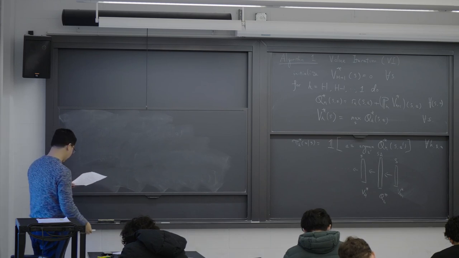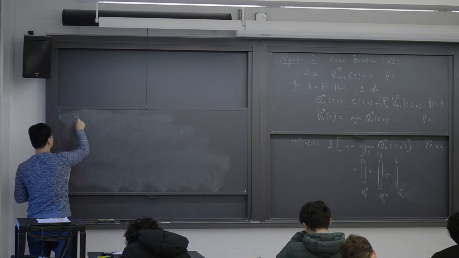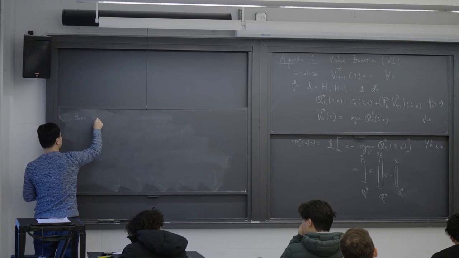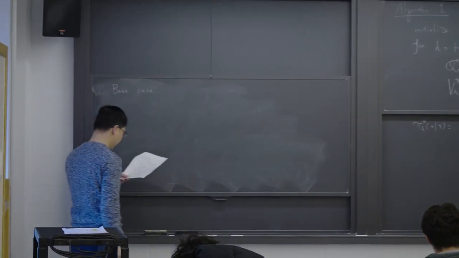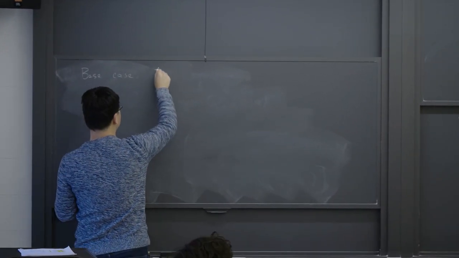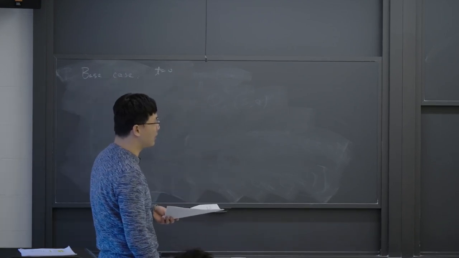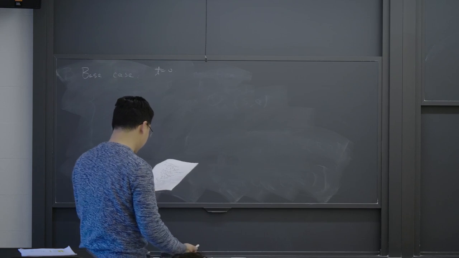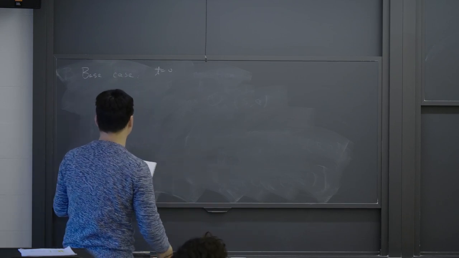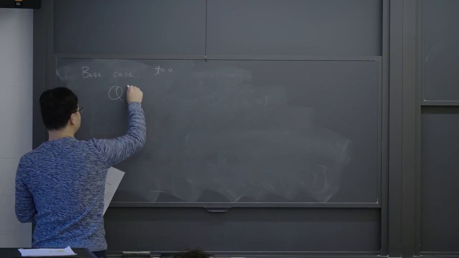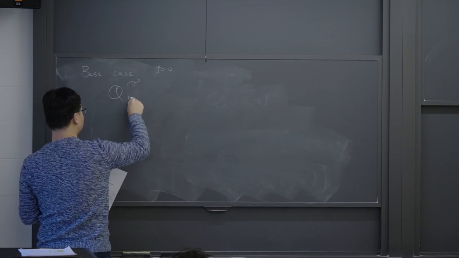So let's start the induction. We first look at the base case. For the base case, we only need to check t equal to 0. When t equals 0, all we say is that the value at the very last step is equal to the optimal value. So the value at the very last step is Q^{pi_0}_H(s,a).